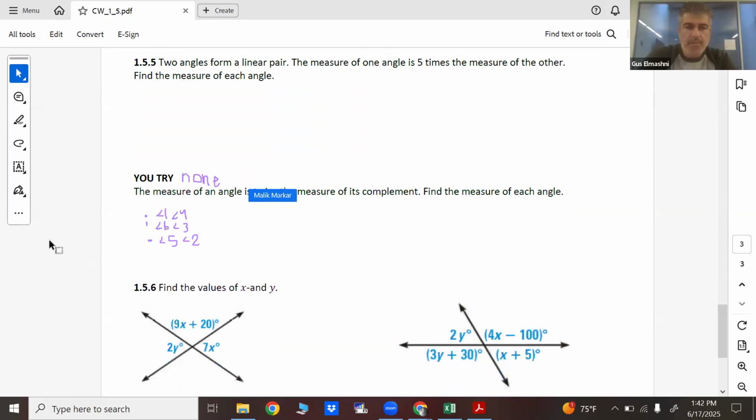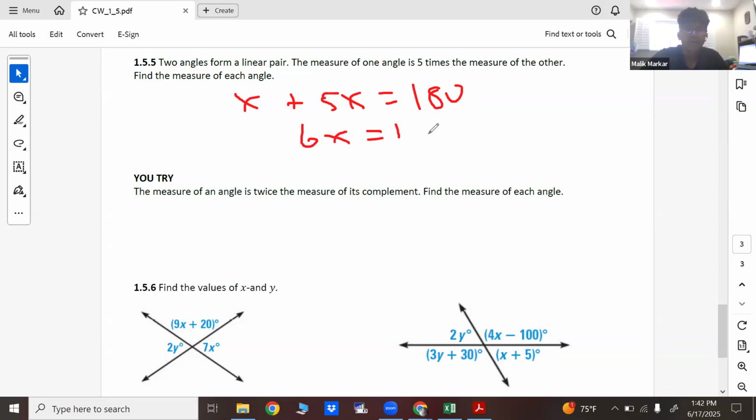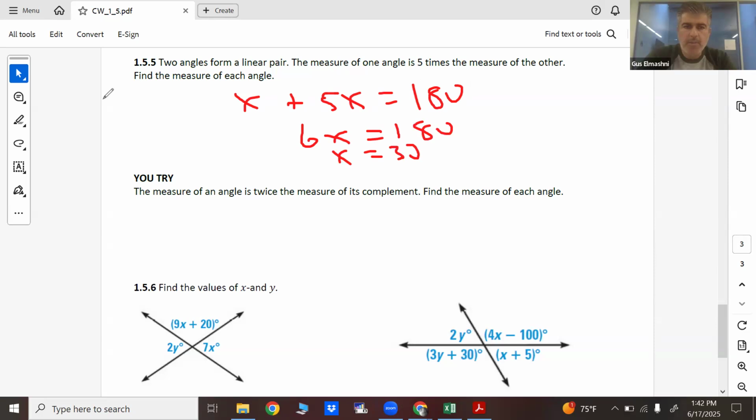A little algebra here. Two angles form a linear pair. One angle is five times the other. So if one angle is x, the other one's 5x, adding to 180, 30. Correct. So the angles are going to be 30 and 150.